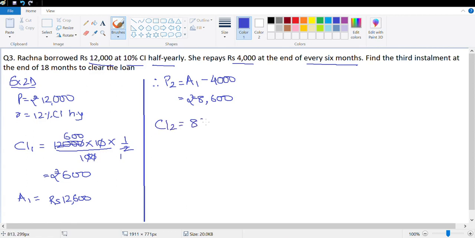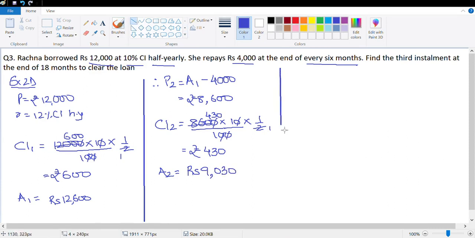In this case, it will be principal into rate into time, again half, upon 100, which is 430. So compound interest for the second term is rupees 430, which means amount at the end of the second term, which means amount after 12 months would be 8,600 plus 430, which is equal to rupees 9,030.